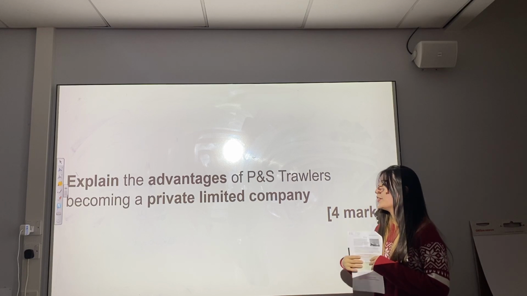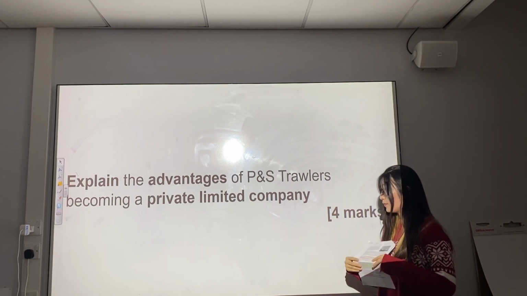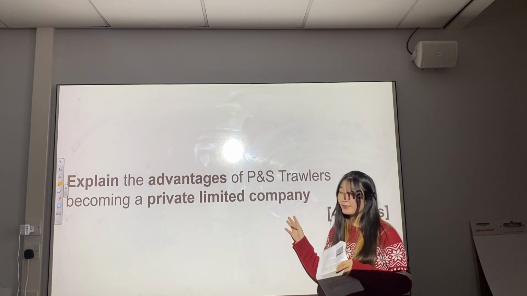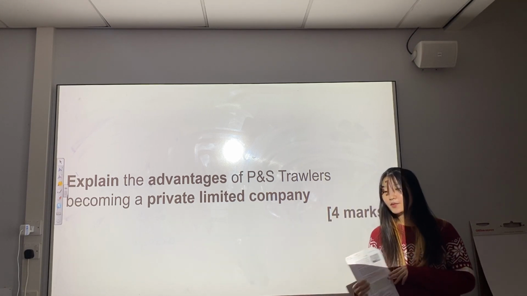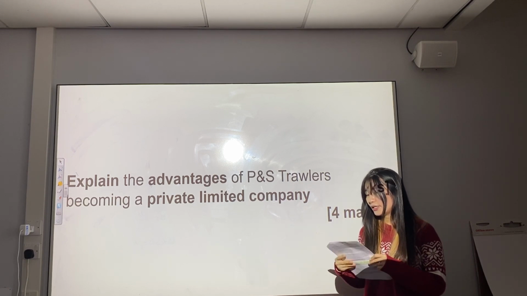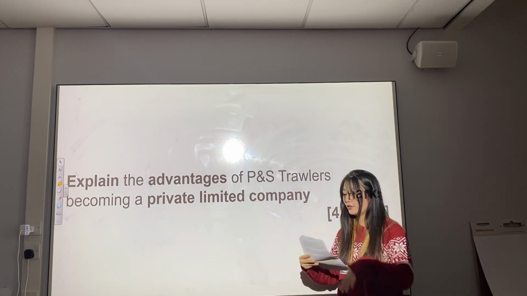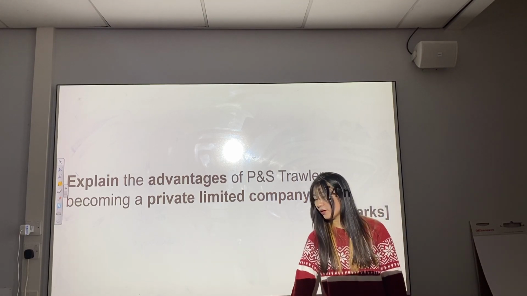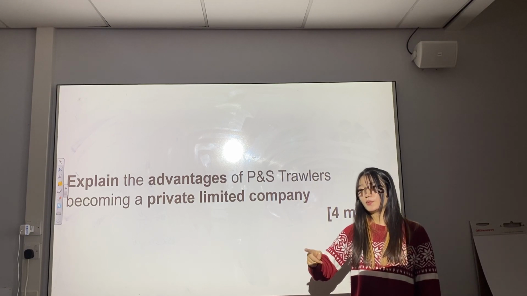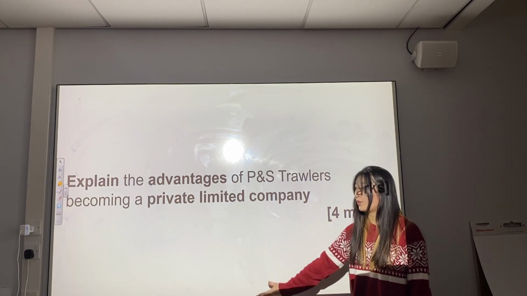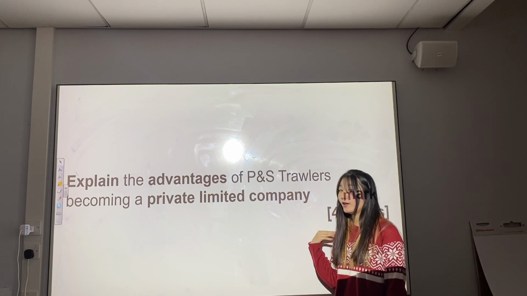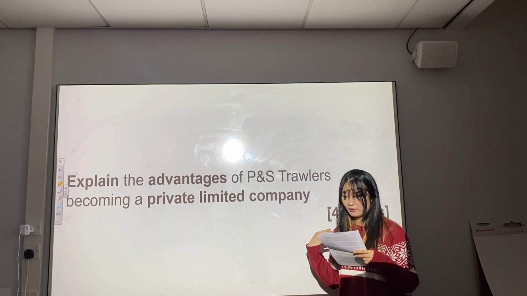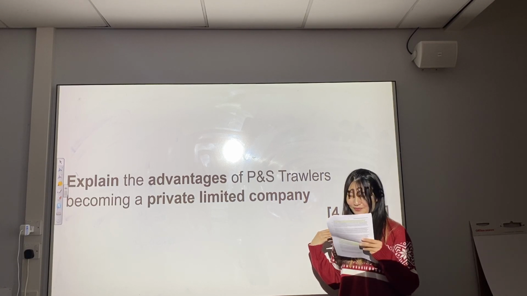Another very similar question: explain the advantages of P&S Trawlers becoming a private limited company. If you look at the very beginning of your case study, it says their parents decided to convert to a private limited company as the government changed regulations. The main reason for this was because converting to a private limited company allows them to have unlimited liability. I lied. Limited liability. Yeah.